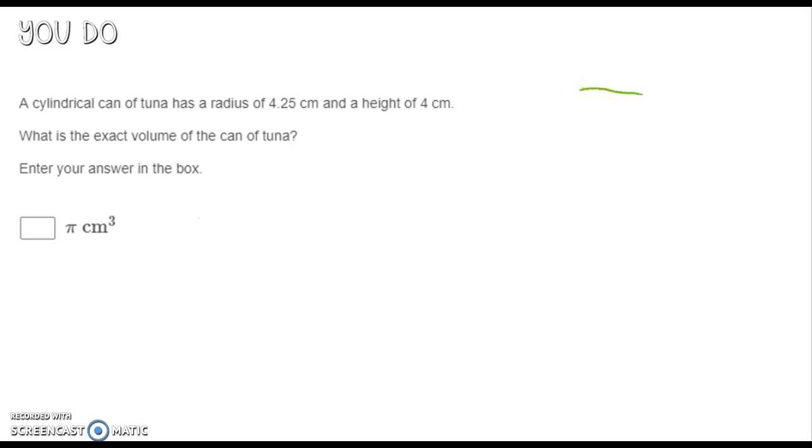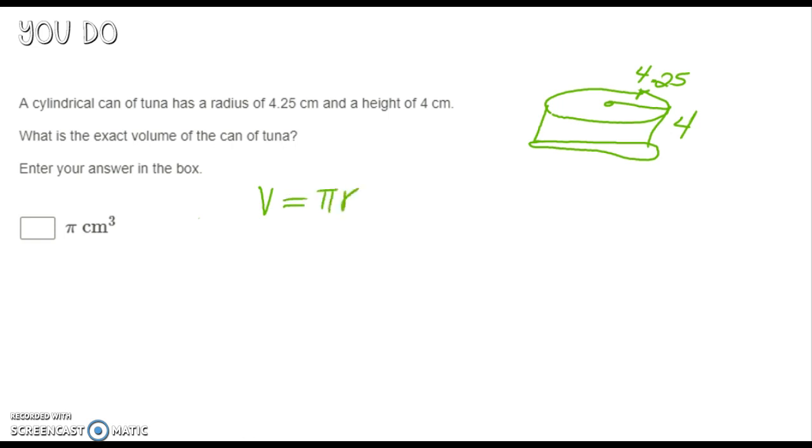So remember, we're looking at this can of tuna. If you've ever seen a can of tuna, you can imagine that it's this short little can here. There we go. That has a radius. Remember, radius is half of that length of the top circle, 4.25, and a height of 4. So when we plug this into that formula, we're going to be squaring 4.25 times that height of 4.